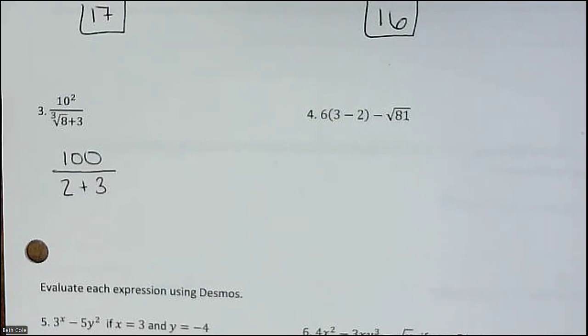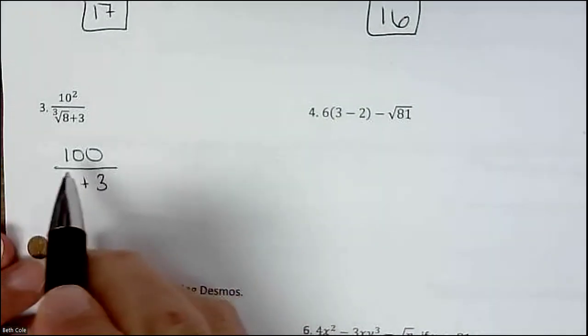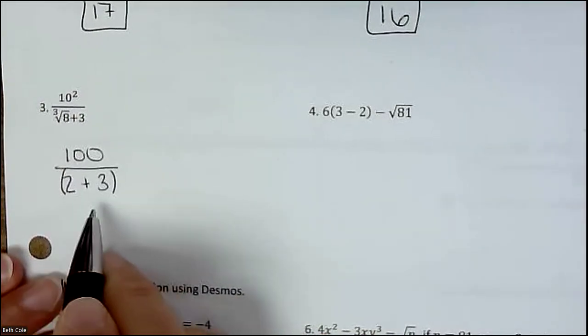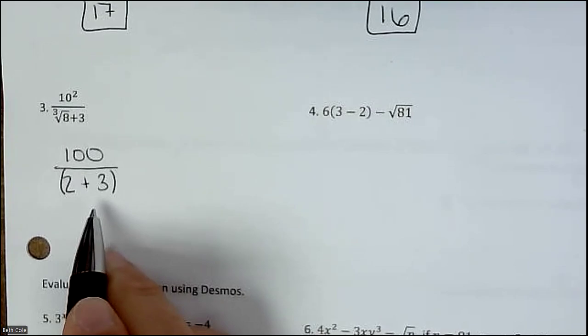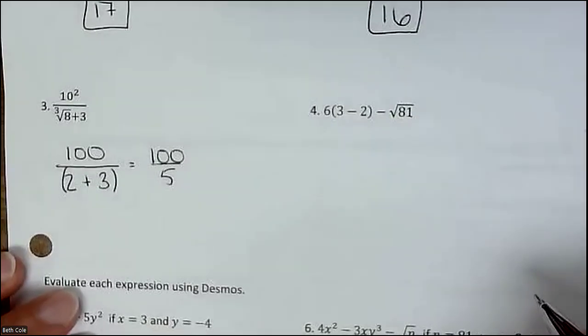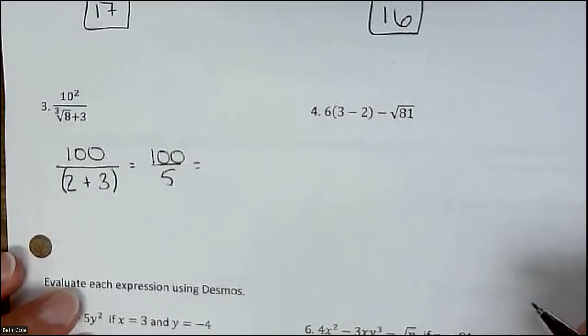Now, there aren't any parentheses shown in here, but you are dividing by this entire thing. So you have to do that adding in this case first. It's like a quantity down there. So I heard somebody say it, 2 plus 3 is 5, and 100 divided by 5 is a nice whole number.